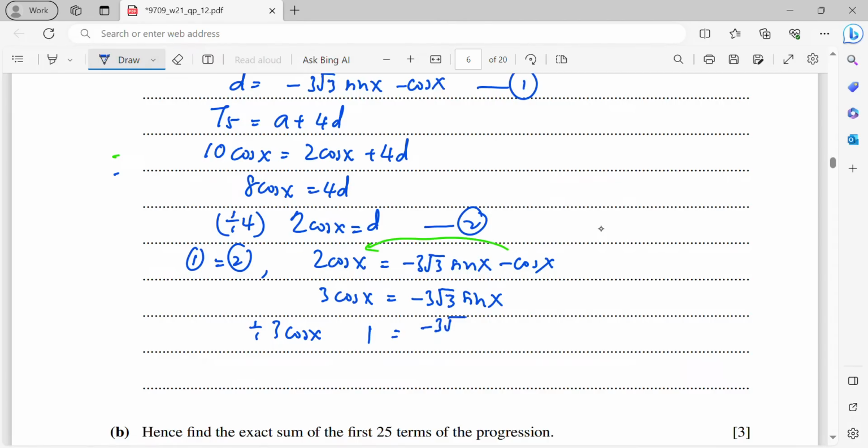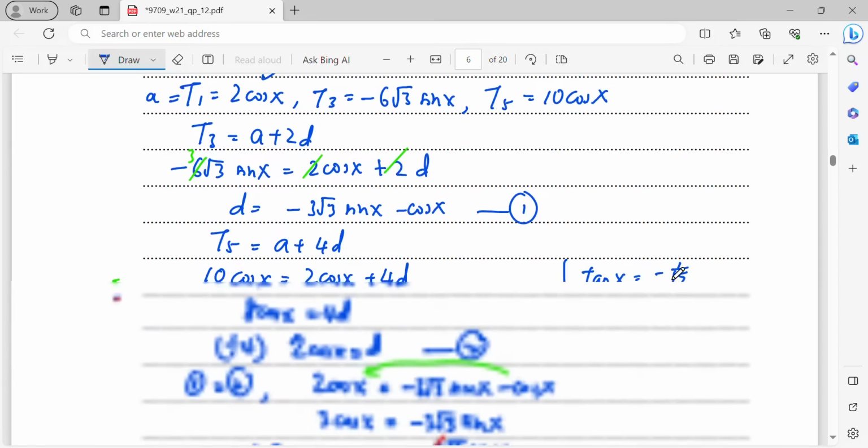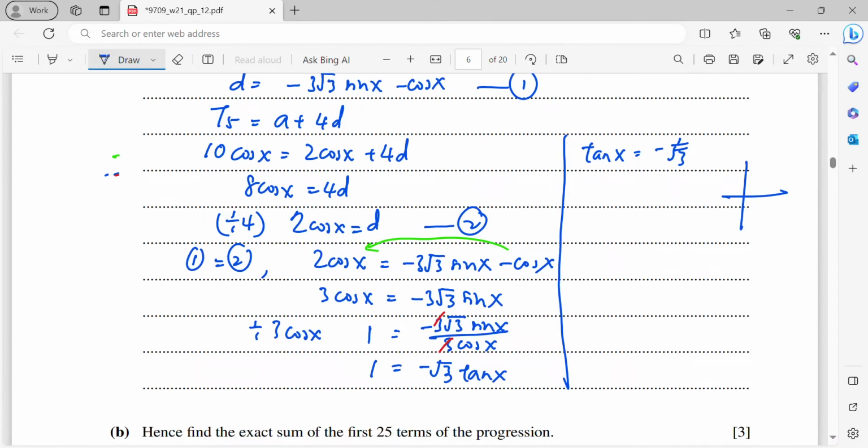If I show step by step, the 3 can be cancelled off. Then you will get sine x over cos x is tangent x. So from here, I'll get 1 equals negative square root 3 tangent x. And then now my tangent x is going to be negative 1 over square root 3. Now, your x is given by minus half pi and pi. So that means minus half pi and pi, these 3 quadrants.